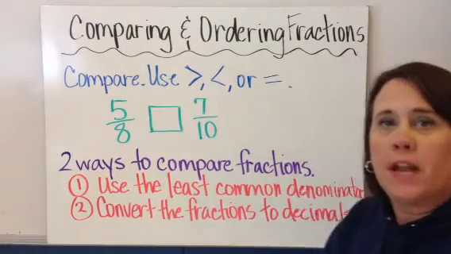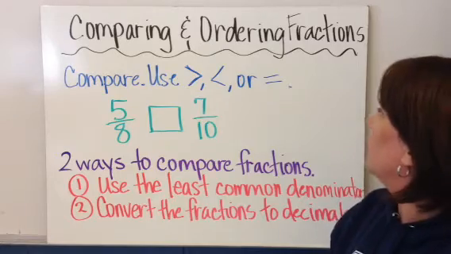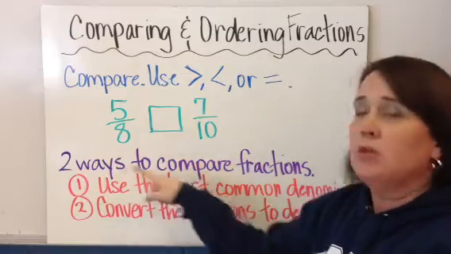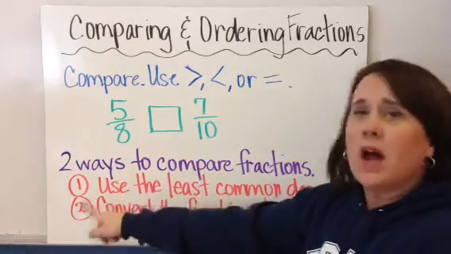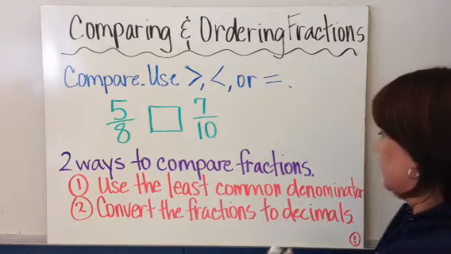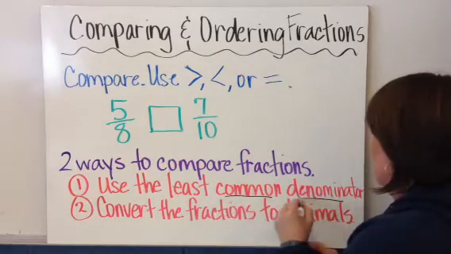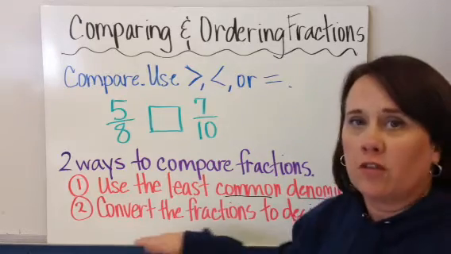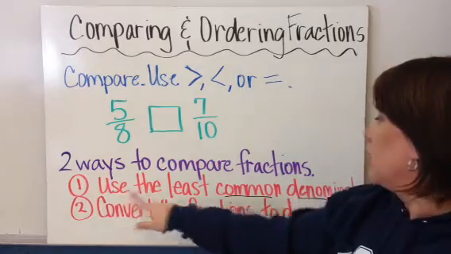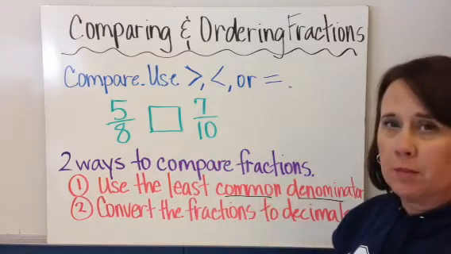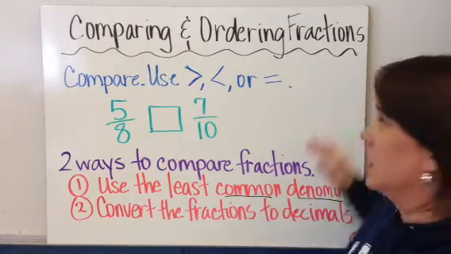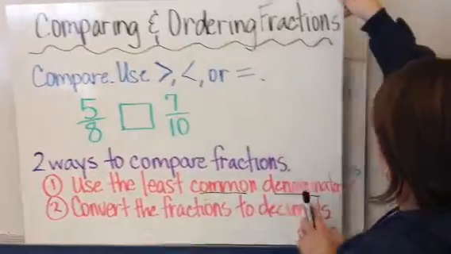Today we're going to talk about comparing and ordering fractions. For instance, compare 5/8 and 7/10. There are two ways to compare fractions. One is to use the least common denominator, or just a common denominator. And the second is to convert the fractions to decimals. This video is going to explain how to use a common denominator to compare fractions. The next video will show you how to convert fractions to decimals in order to compare.